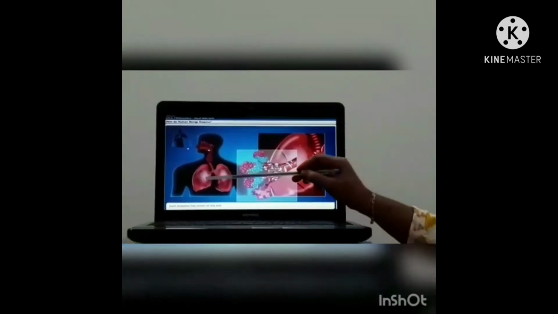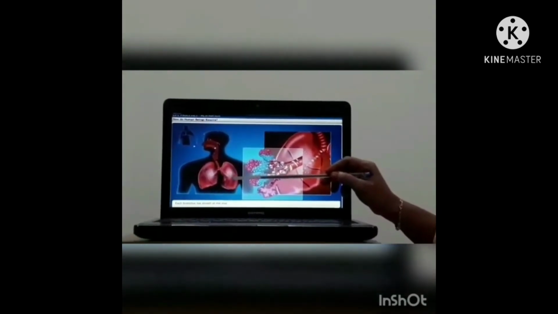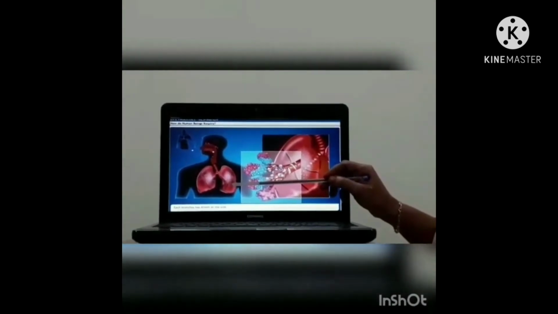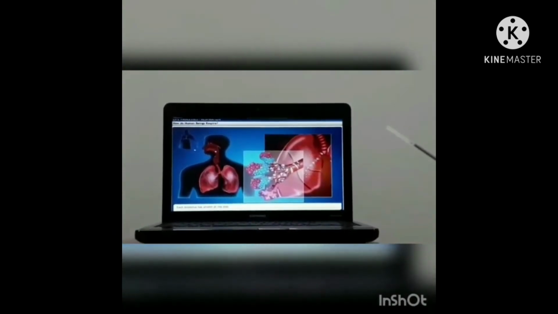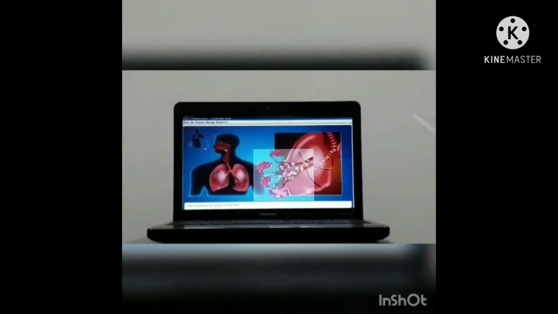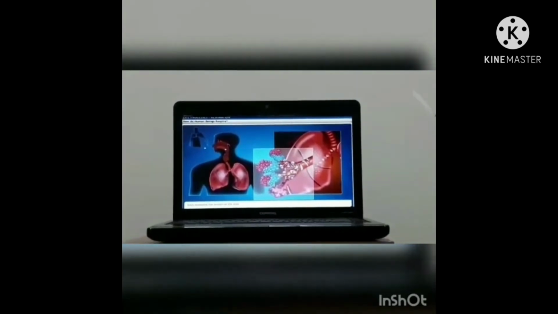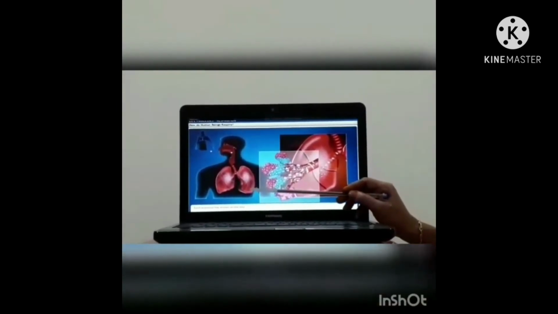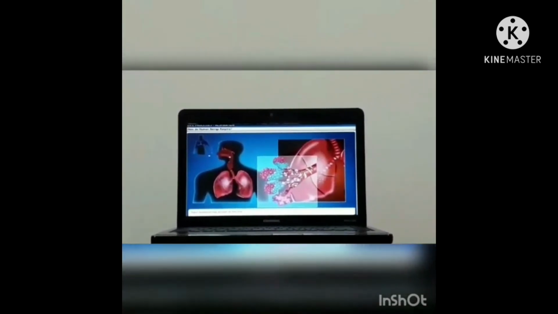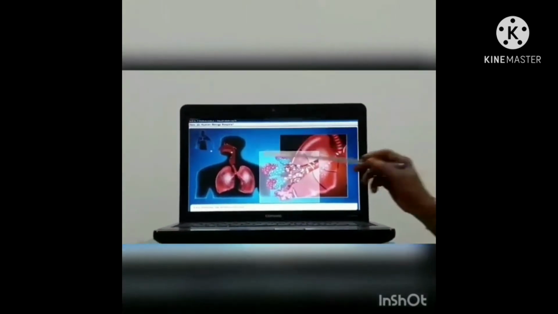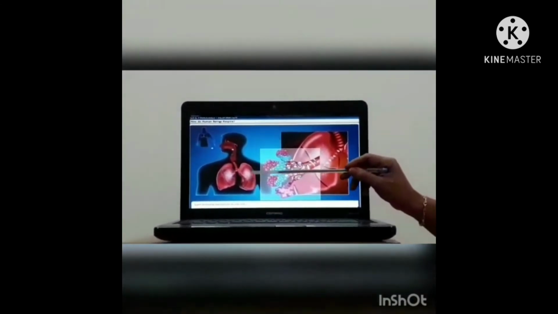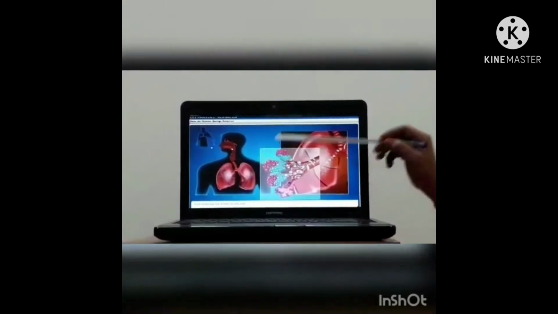See children, our lungs, which are located in the thoracic cavity, are covered by two-layered membranes called pleura with a lubricating fluid. It's called the pleural sac. This pleural sac provides frictionless movement to the lungs, keeps the lung surface always moist, and protects the lungs from mechanical shock.